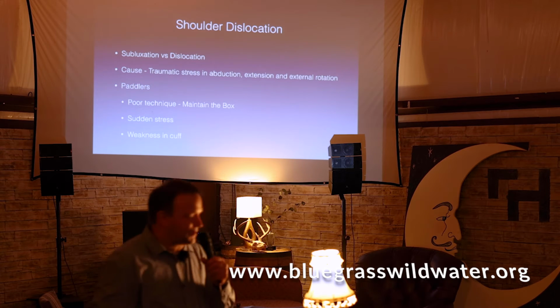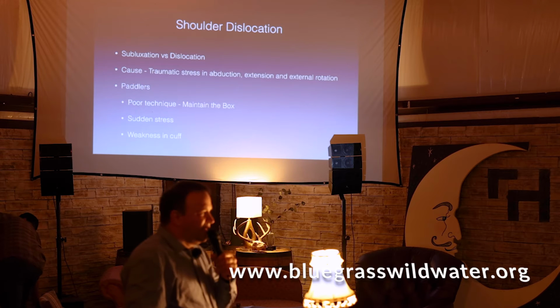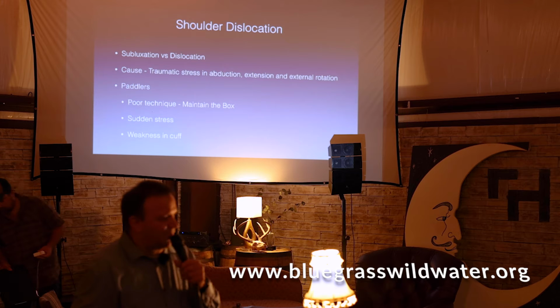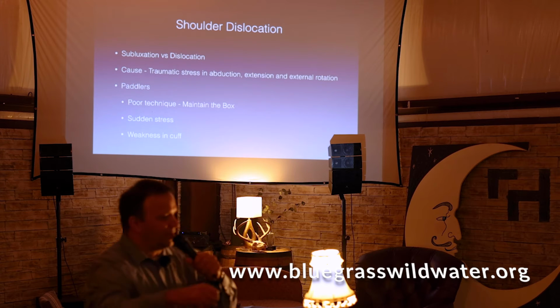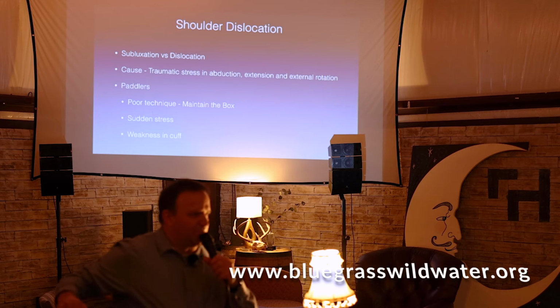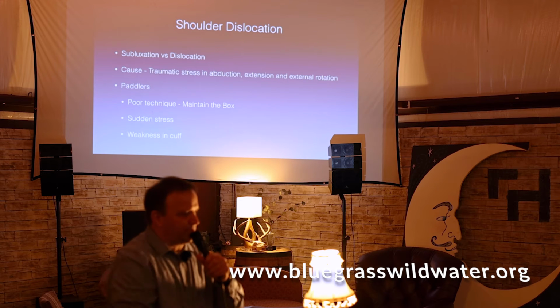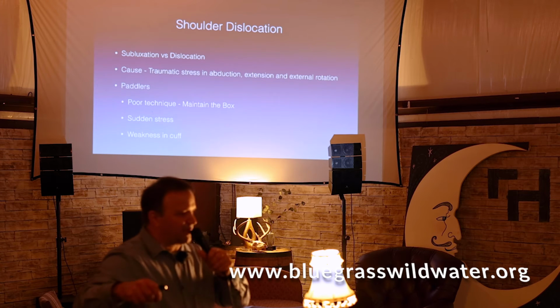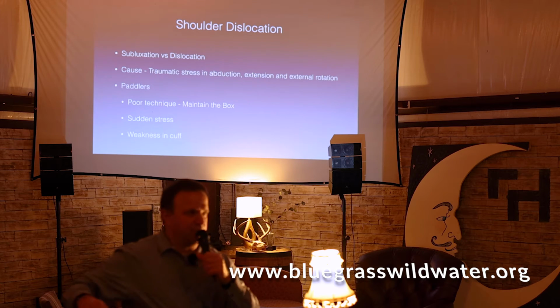In paddlers, generally it's poor technique, sudden stress, weakness in the cuff. We're going to talk about maintaining the box. And maintaining the box is having your humerus in front of your trunk, not behind your trunk. You make a square with the paddle, your trunk, and your forearms. That's called the box. Anytime you get outside of that position, you put your shoulder at risk.